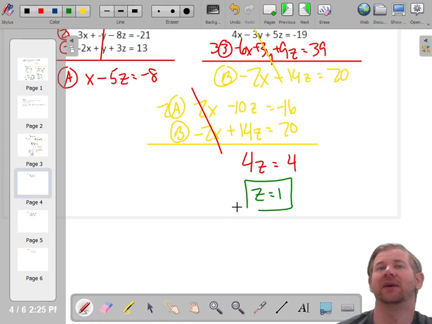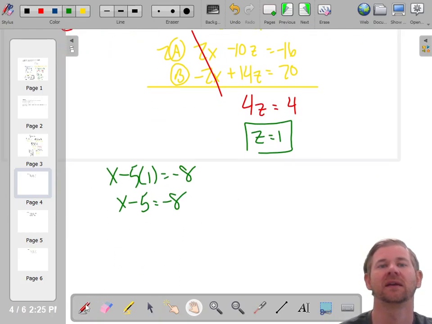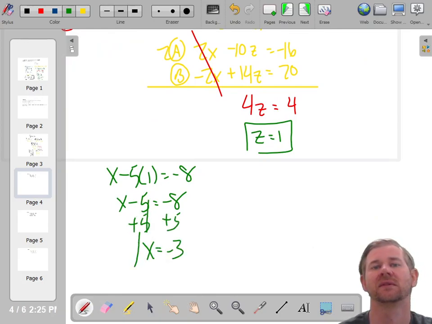Now we can go back and we can plug 1 in. You can either do it here or you can do it here. I'm thinking this is probably easier, so I'm going to pick line A. I'm going to say x minus 5 times 1. X minus 5 equals negative 8. Add 5 to both sides. X equals negative 3.